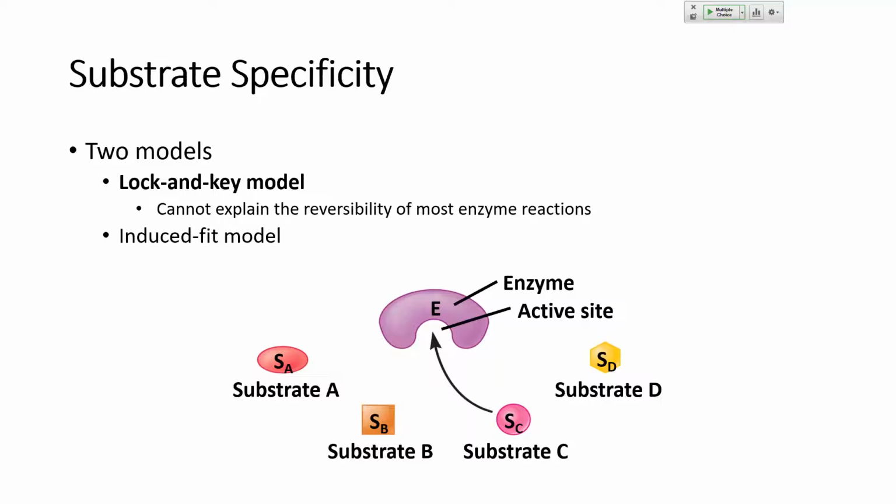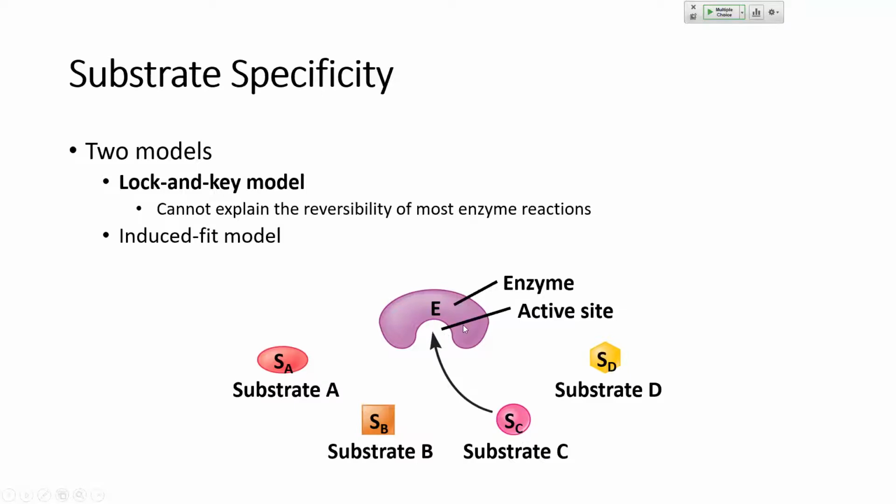Now, the problem with this first theory is that it does not explain the reversibility of these enzymatic reactions. So why can the reaction proceed in the forward direction, right? Substrate binding to enzyme, and then we get a product.